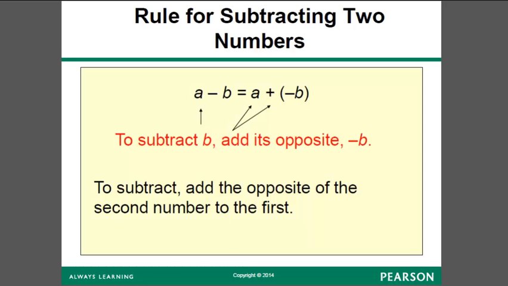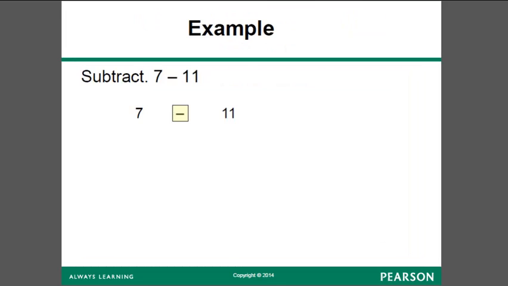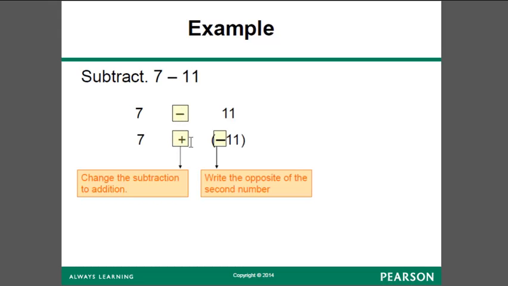When we're subtracting integers, we want to think of the number with the negative sign in front of it as the opposite of b. To subtract, what we're doing is actually adding the opposite of the second number to the first. What that means is whenever I have 7 minus 11, I'm looking at this negative sign here. I'm going to change that to plus the opposite of my second number. So I actually have 7 plus a negative 11.